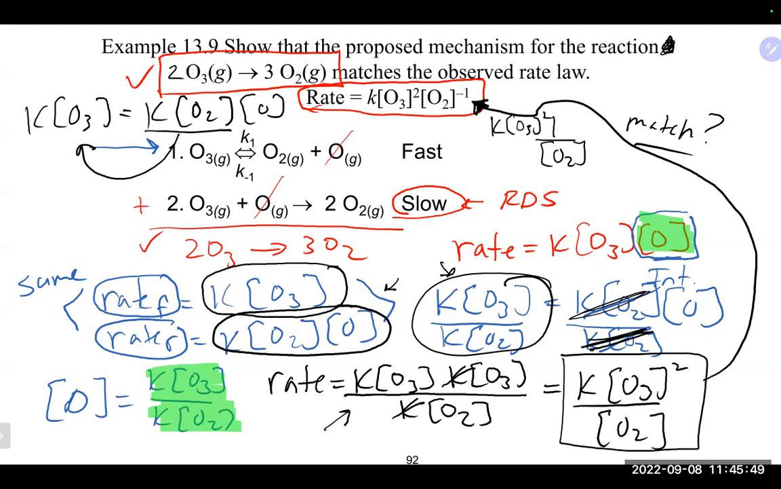So in this case, it actually does match. So this is a good mechanism. Any questions on that?